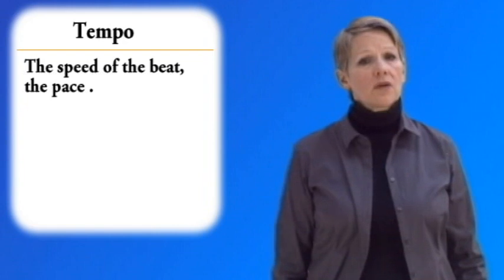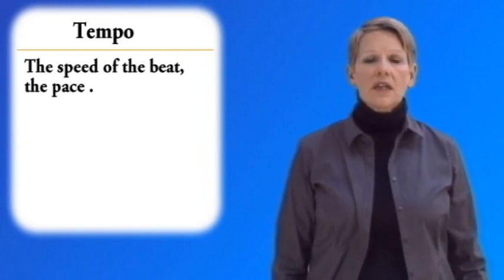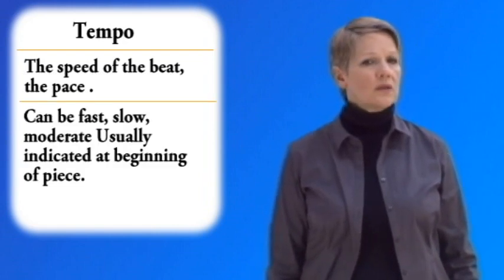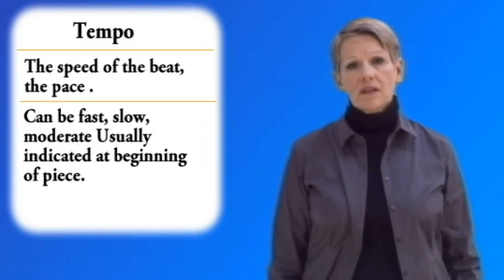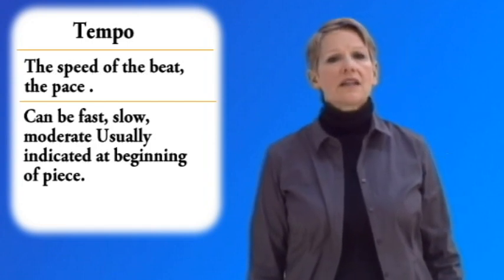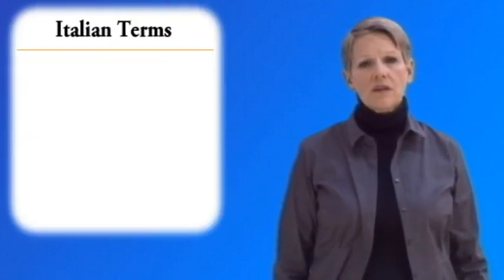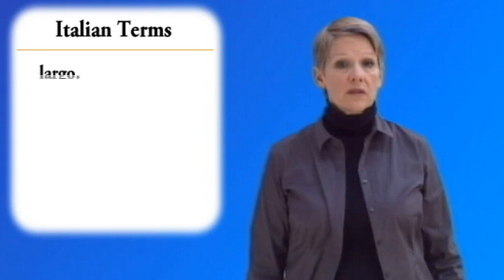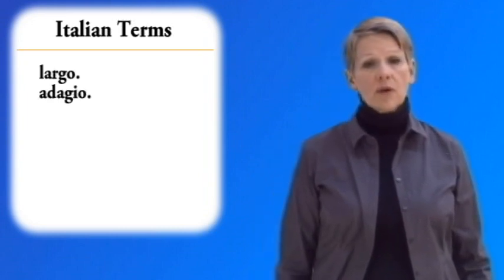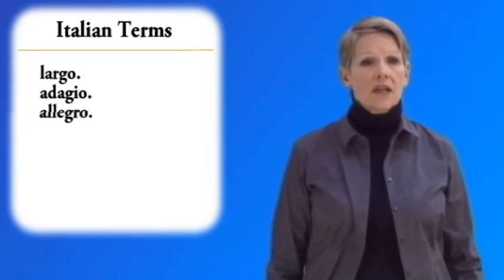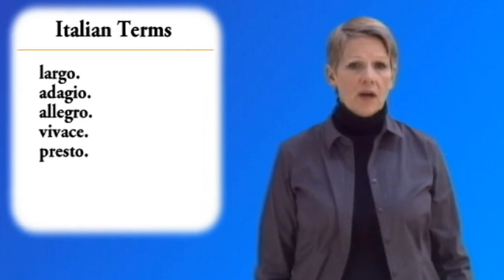The next element of music is tempo. This is the speed or pace of the beat. It can be fast, slow, moderate. It's usually indicated at the beginning of the piece of music. Again, Italian terms are used. Examples are largo, adagio, allegro, vivace, presto, moderato.